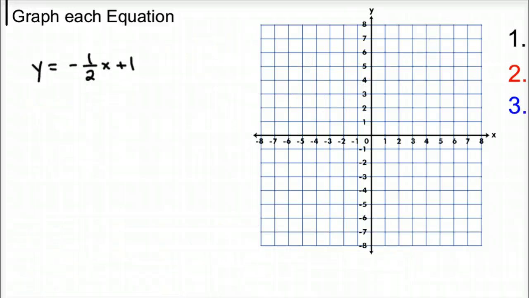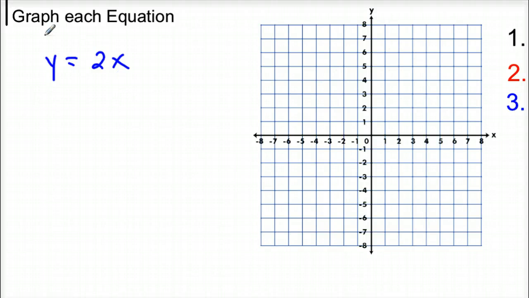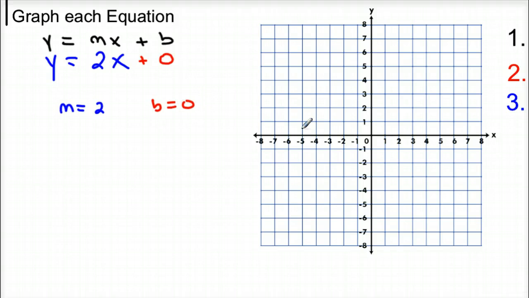Okay, we're going to skip this one. We're going to go one more here, or 3 more to go. Y equals 2x. Now this one's a little different. So we have y equals mx plus b. Now there is no plus b here. So when there isn't any plus b here, you have to assume that this is going to be plus 0. So my slope here is 2. My y-intercept here, or my b, is equal to 0. So when this equals 0, this is actually going to be 0 right at the origin.